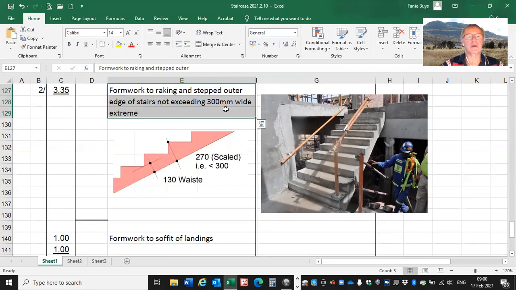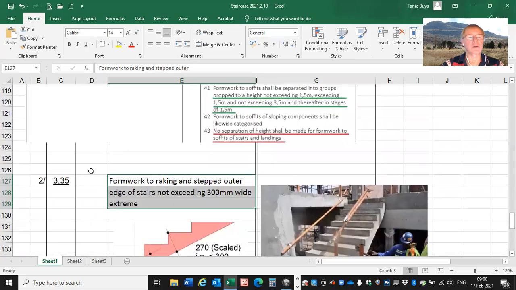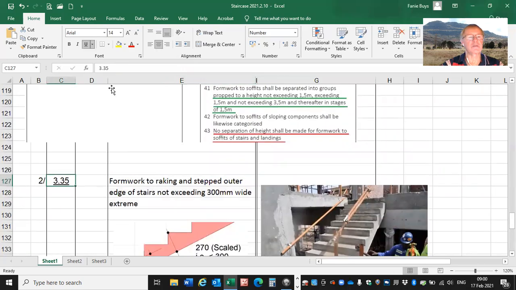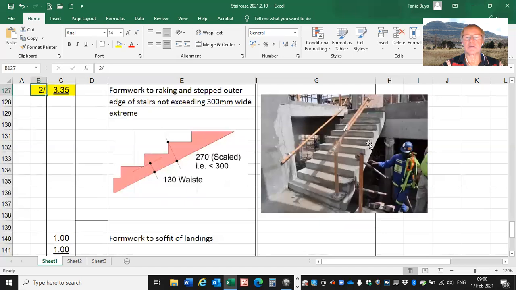Not exceeding 300 millimeter wide extreme, because the extreme width of this outer edge is not exceeding 300. And once again, to get the dimensions, it is the 3.35, which is the length of that sloping part. That sloping part is 3.35, and it is for both edges. It is this edge and also the other edge of the staircase.